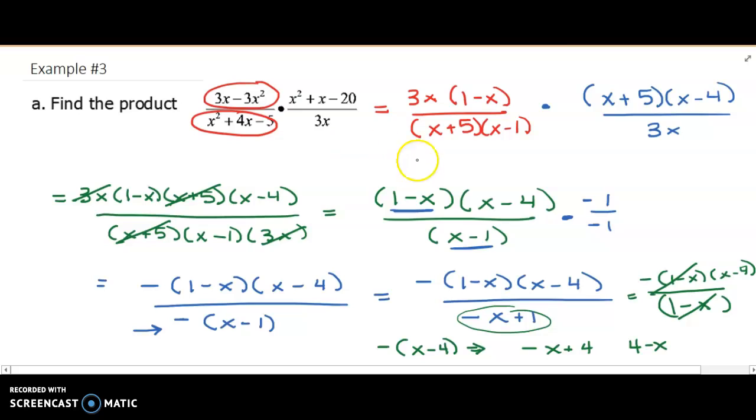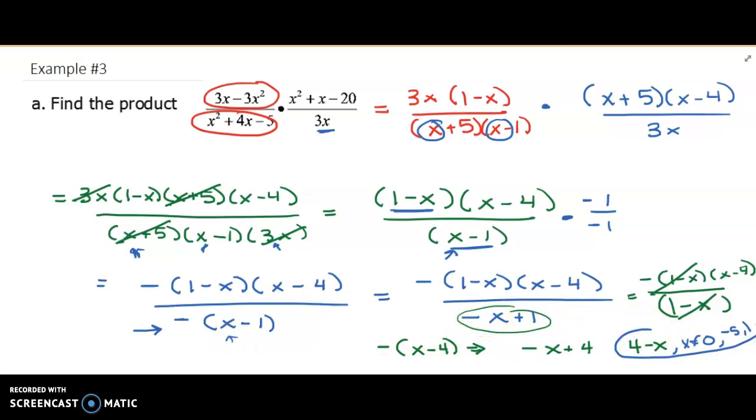And then I want to go back and take care of my domain restrictions. So if I take care of my domain restrictions, I have that x cannot equal 0, x cannot equal negative 5 or 1, and here's a 1, 0, 1, negative 5, this is a 1. All right, so we should be good. This is my final answer.